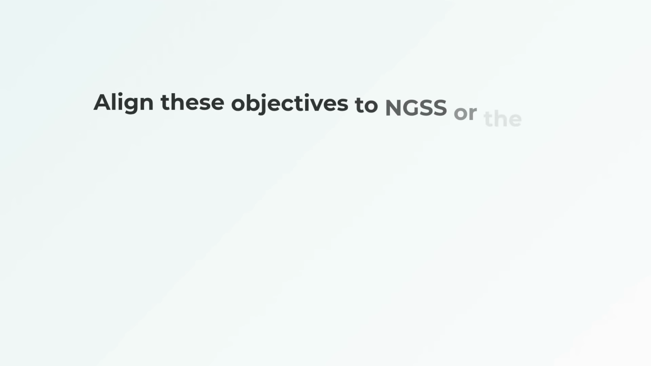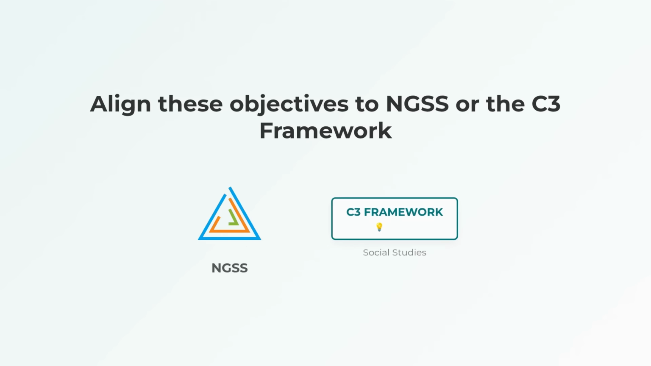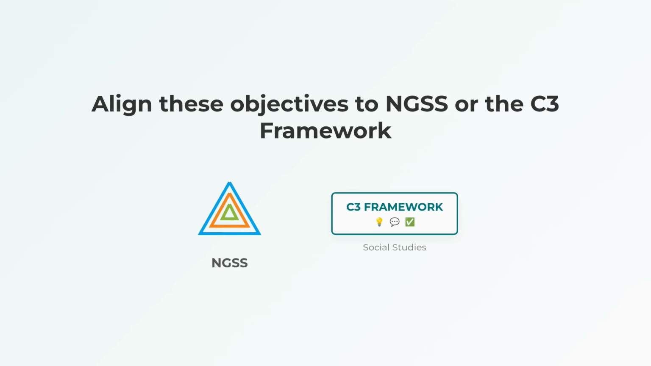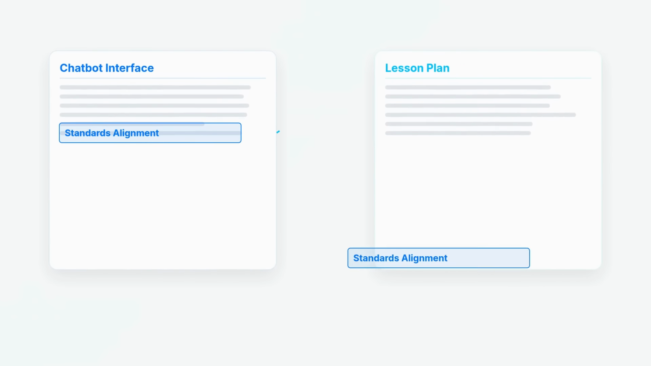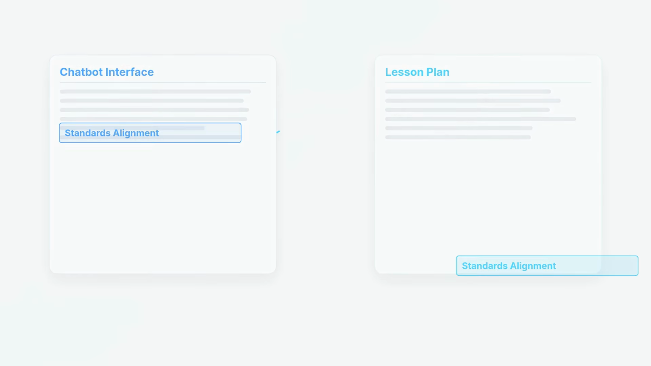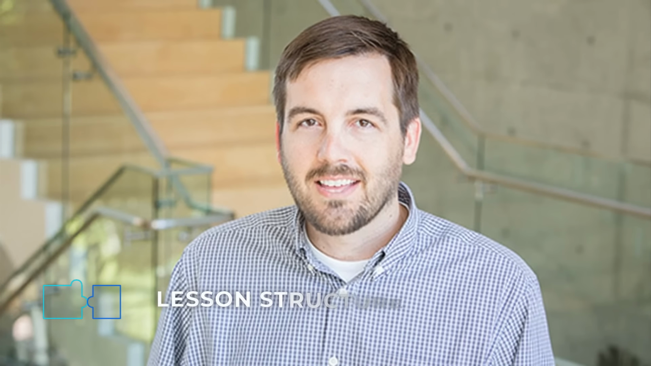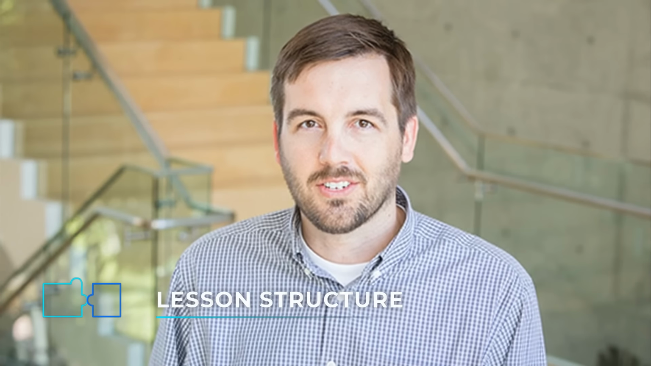Next, ask ChatGPT to connect the lesson to standards commonly used in U.S. schools. Teachers might prompt, align these objectives to NGSS or the C3 framework for social studies. ChatGPT can suggest appropriate standards language that can be inserted directly into a formal lesson plan. After the standards are established, ask ChatGPT to generate the lesson structure itself.